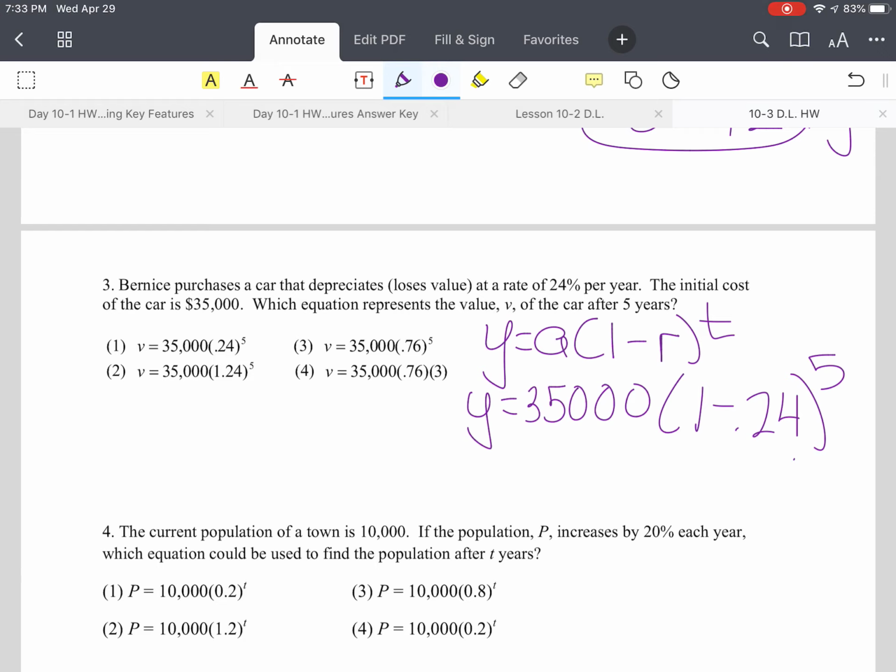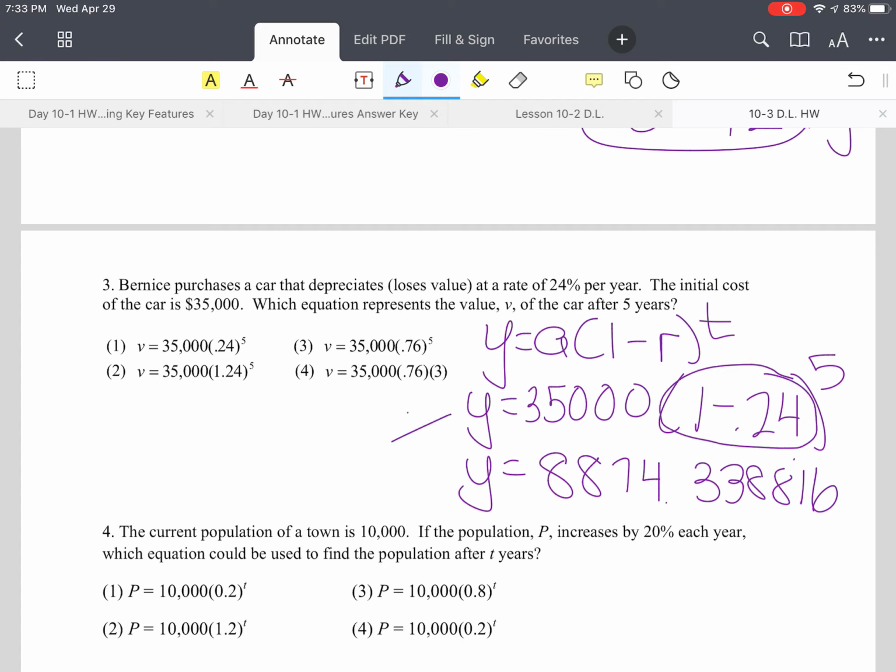Okay, so I didn't even look at my choices. So I got an answer of 8874.338816. But actually, we didn't even need to do that. They just want us to pick the right choice. So it looks like what they did was they simplified this 1 minus 0.24. So let's just do that. 1 minus 0.24 is 0.76.